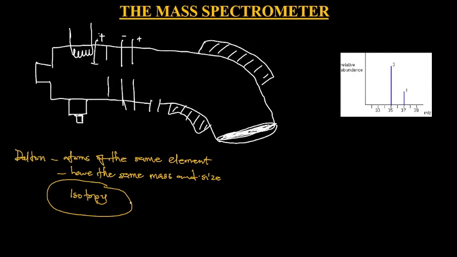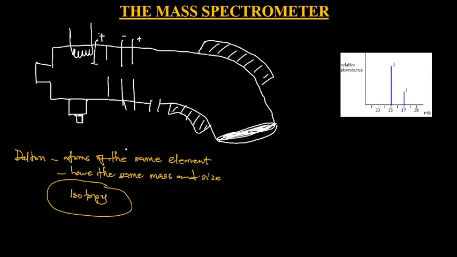Now, how do we do that? That is where the mass spectrometer comes in. The mass spectrometer helps us to identify isotopes of various elements. So this setup here illustrates how the mass spectrometer works. So how does it work?